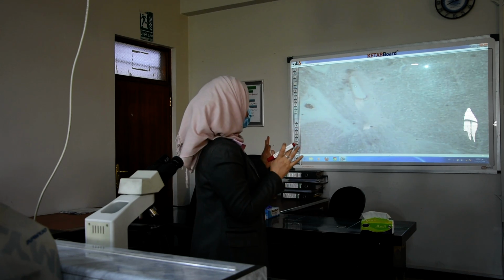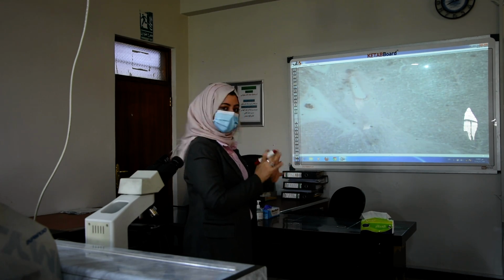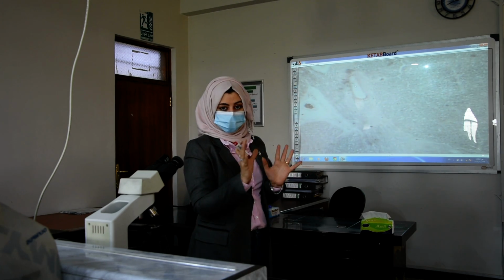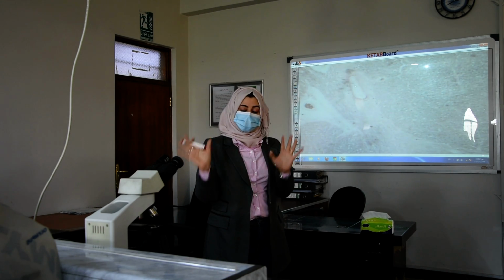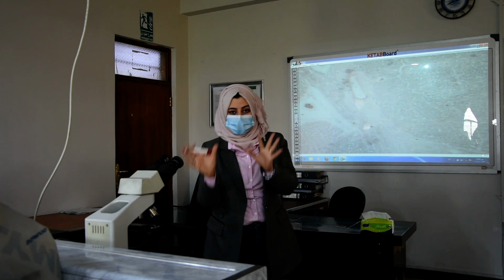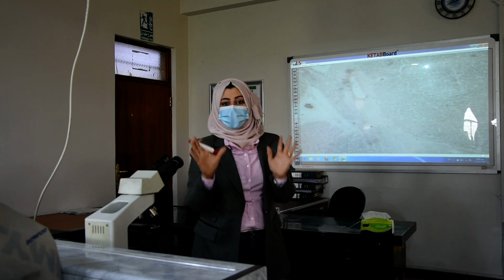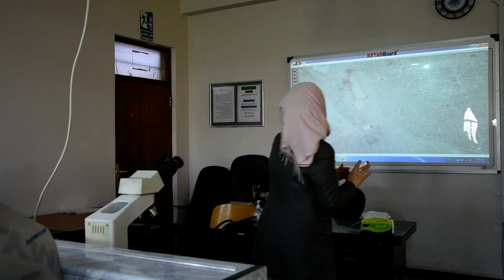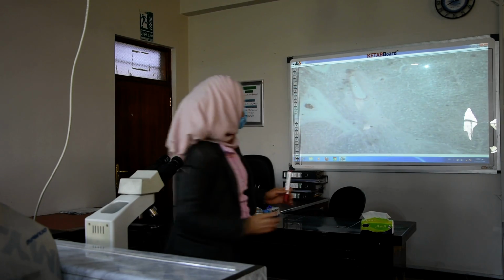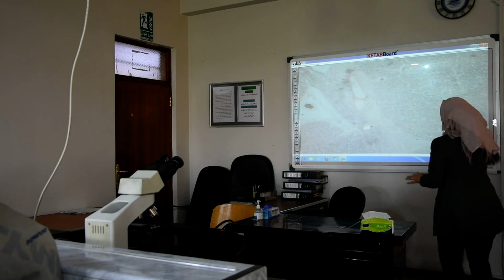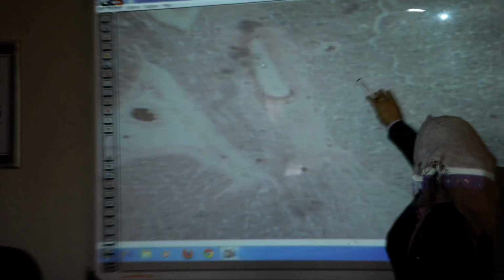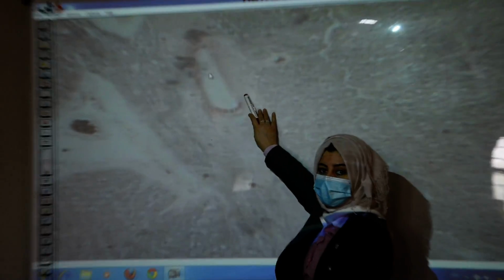In general, the spinal cord is composed of two regions, outside and inside, like the cortex and medulla. From outside, it's called white matter. All these are gray matter that surrounds the central canal. This is gray matter on the inside, and from outside it's white matter.